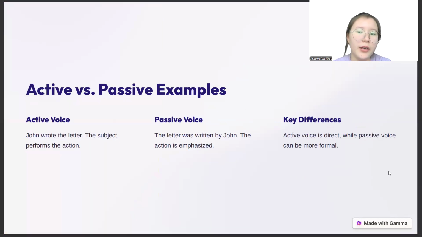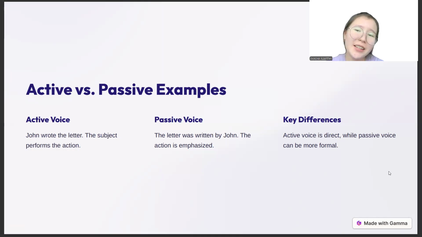In this presentation, we can see the differences between active and passive voices. And let's read the examples. In the active voice, we say, John wrote the letter. And here, the subject performs the action. The subject is John, right? And the action is write, or the second form, wrote.